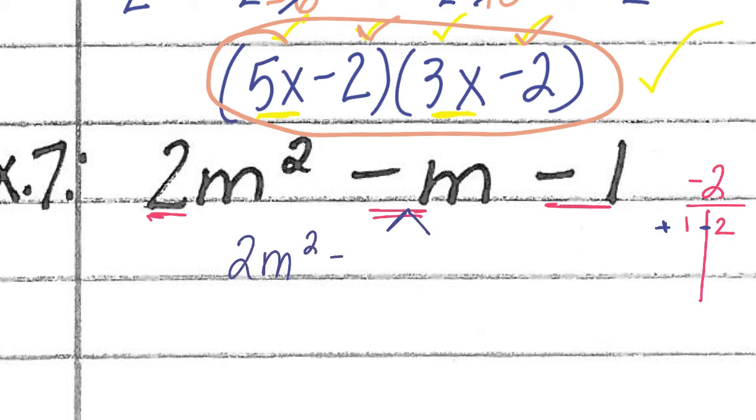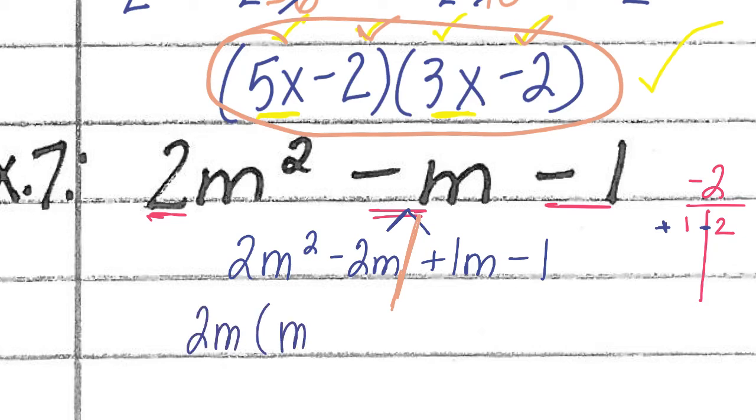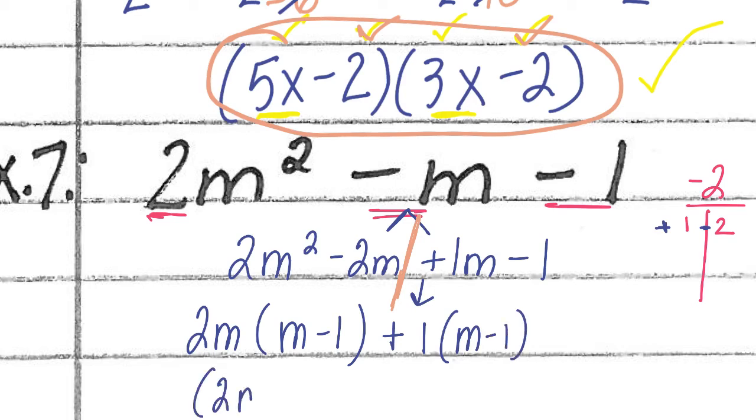2m squared minus 2m plus 1m minus 1. 4 terms, we cut it in half. What can I take out of the first half? Good, I can take out a 2m, and I have m minus 1. Sign goes with it. I can't take anything out, so I have to take out that 1, and I have m minus 1. And my final answer is 2m plus 1 times m minus 1.